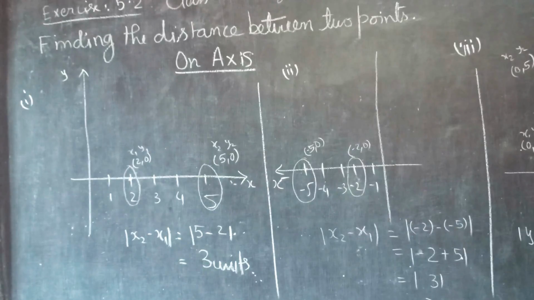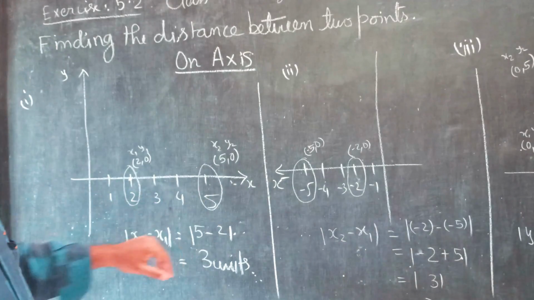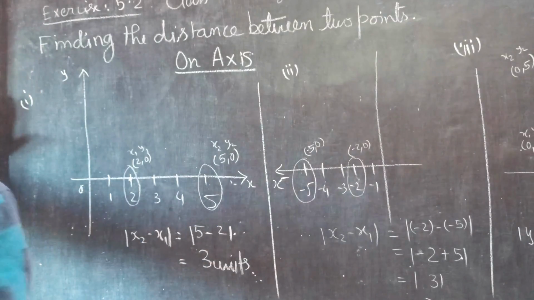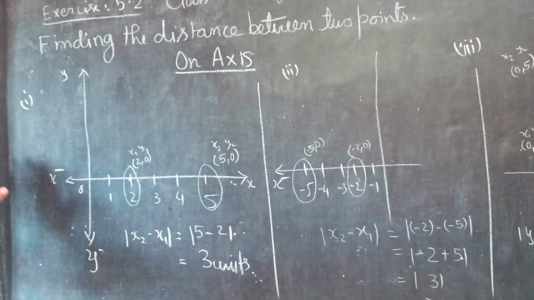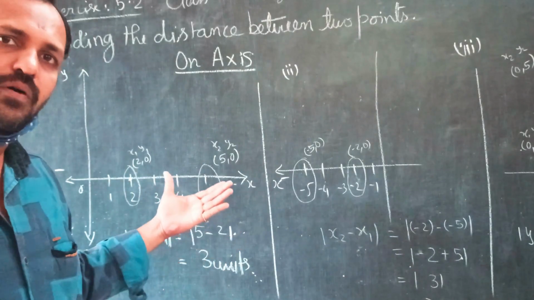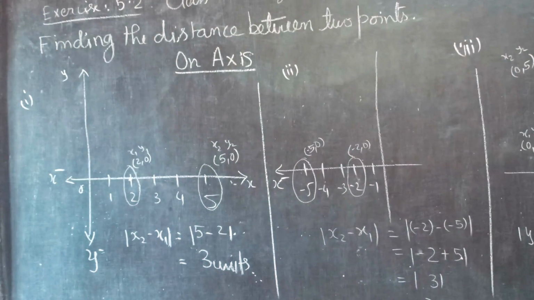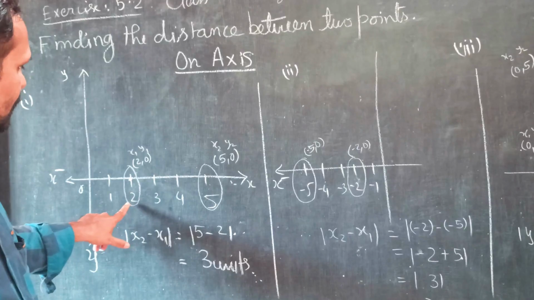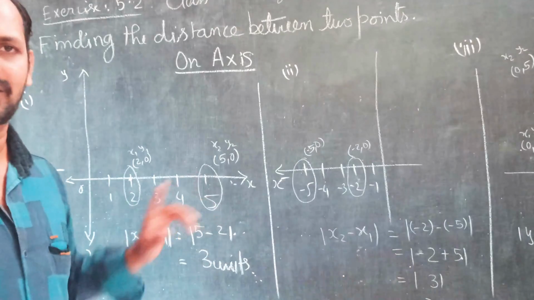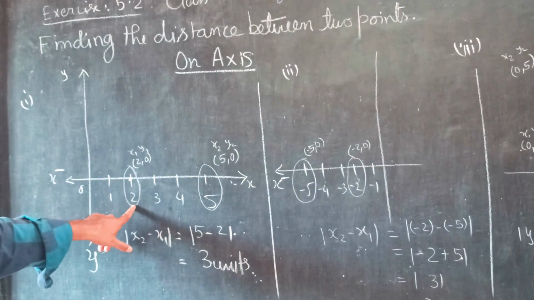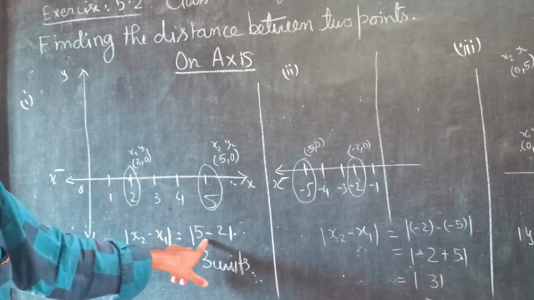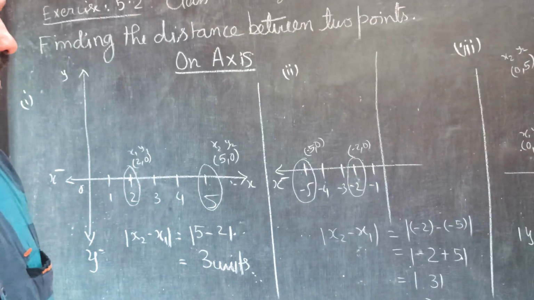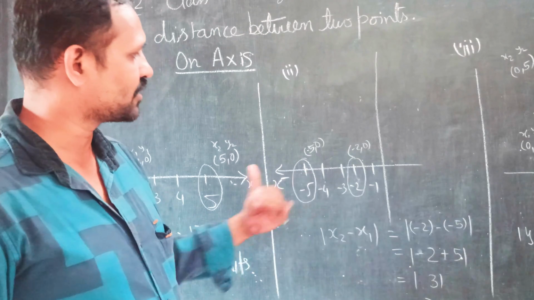As you can see in this, the point is on x-axis. If you mark the number, you know this is 0. This is positive y, this is negative y, this is negative x. So let us assume the point is on x-axis, positive part. So as it is on positive part of x-axis, we can write as 1, 2, 3, 4, 5. Now we are finding the distance between 2 and 5. So we mark the point as 2, 0, 5, 0, and we find x2 minus x1, which becomes 5 minus 2. 3 units.